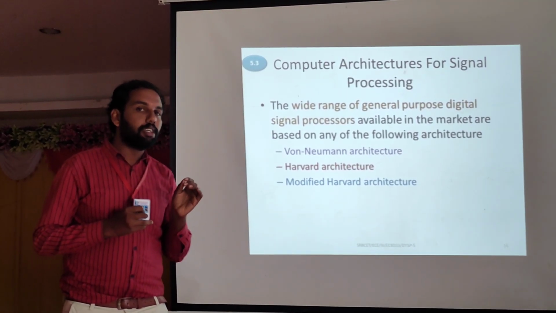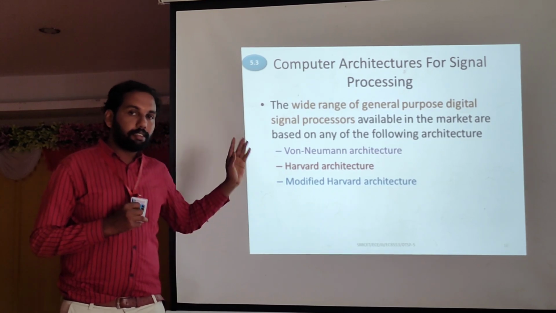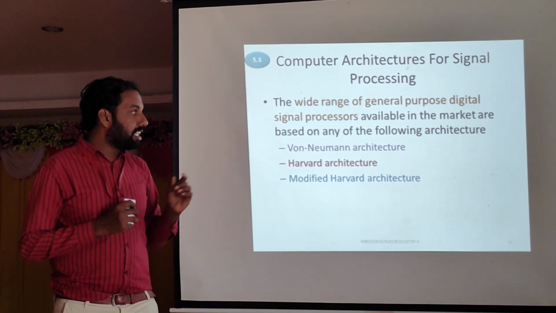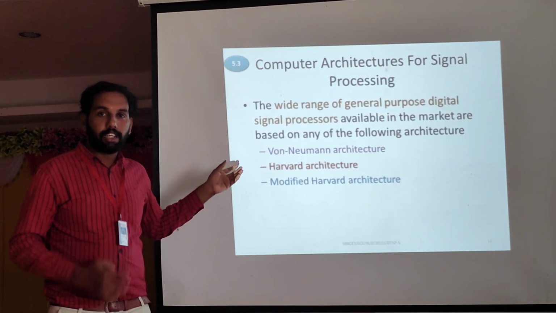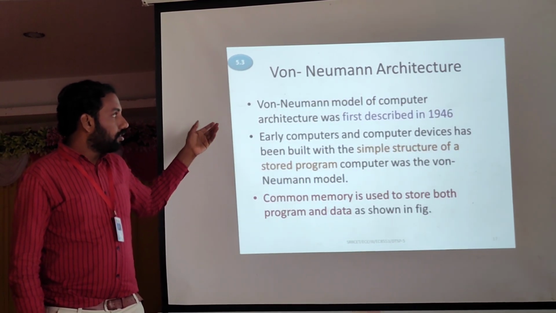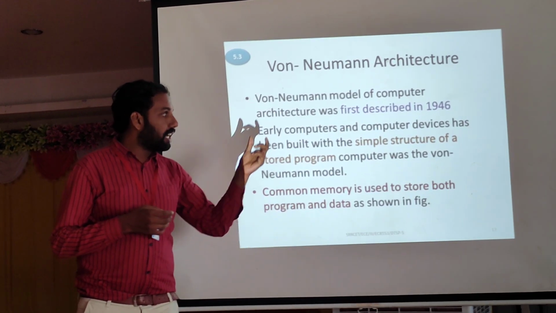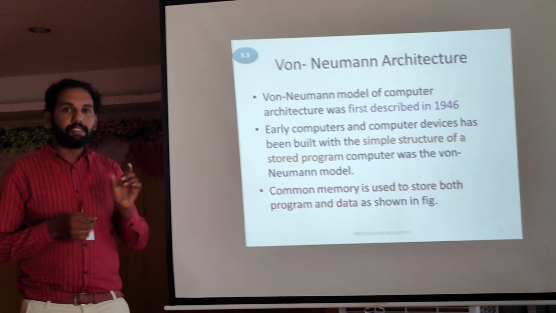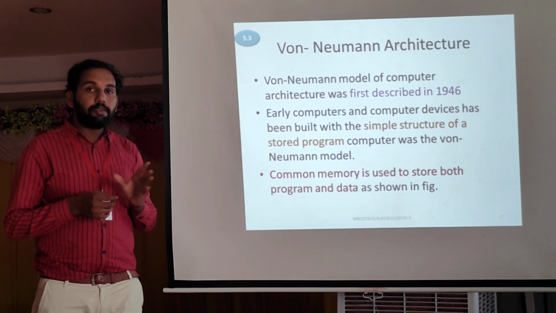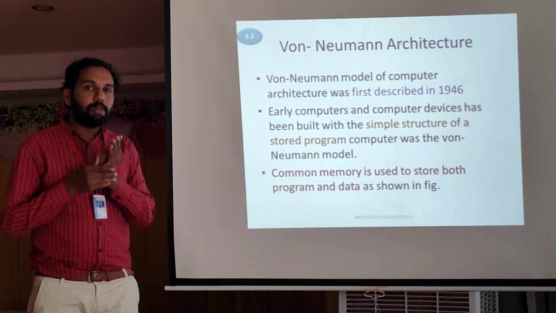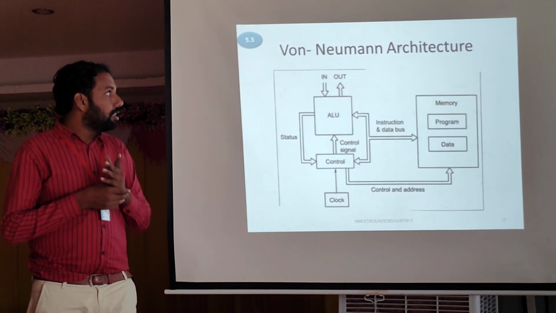These are the conventional architectures we have already discussed. Then we are going to see the architecture of the von Neumann, Harvard and modified Harvard. So the von Neumann was first described in 1946. It's a simple structure. It has a single memory and a single CPU in it. Later it was developed into the Harvard architecture.